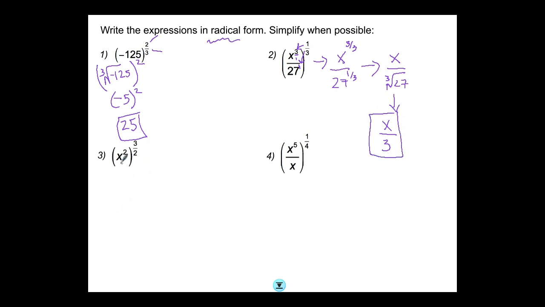Okay, so here, number 3, we have a base that's with an exponent and then a fractional exponent on the outside. That's okay. Think of this as a fraction. So we just use our fractional rules here. Multiply, simplify, and that's it. We actually don't have any radical at all because the 2 went away. It went into 6 3 times.